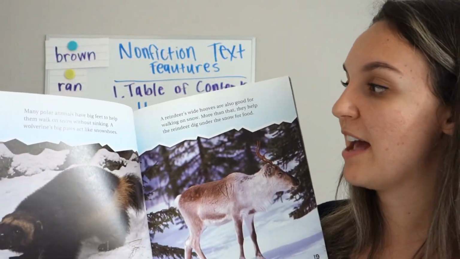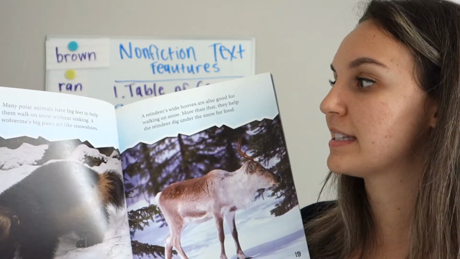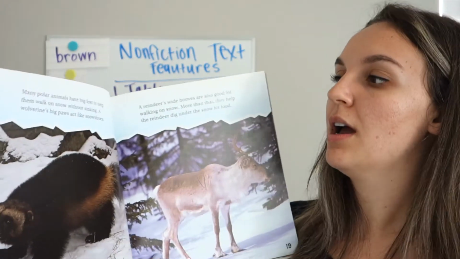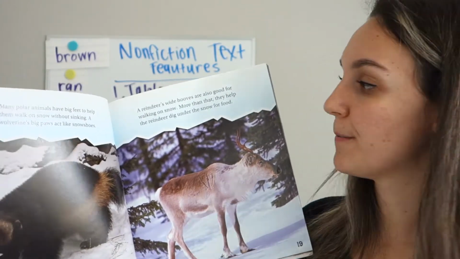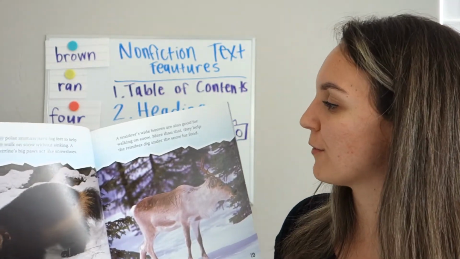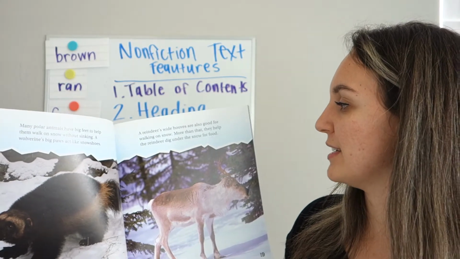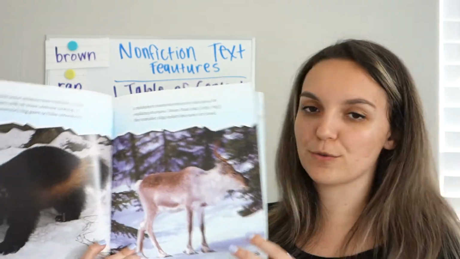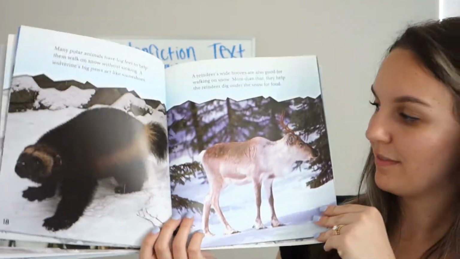Many polar animals have big feet to help them walk on snow without sinking down. A wolverine's big paws act like snowshoes. A reindeer's wide hooves are also good for walking on snow. More than that, they help the reindeer dig under the snow for food. That's a reindeer. This is a real reindeer though.